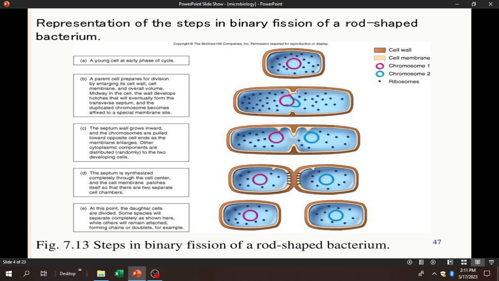The third step is that the septum wall grows inward, and the chromosomes are pulled toward opposite cell ends as the membrane enlarges. Other cytoplasmic components are distributed randomly to the two developing cells. The fourth is that the septum is synthesized completely through the cell center, and the cell membrane patches itself so that there are two separate cell chambers. And the last one: at this point, the daughter cells are divided. Some species will separate completely as shown here, while others will remain attached, forming chains or doublets, for example.